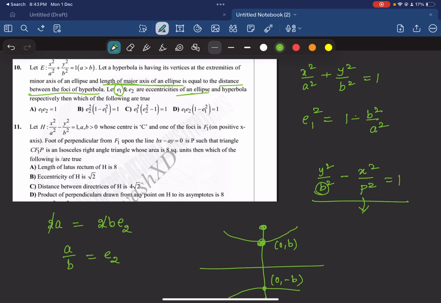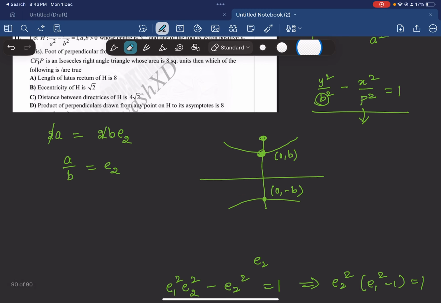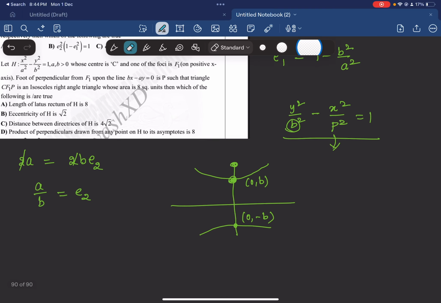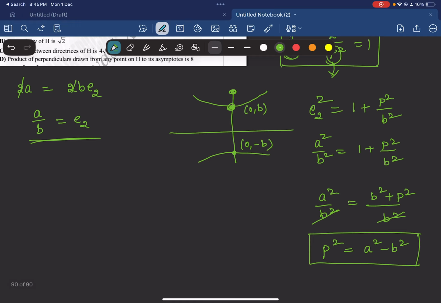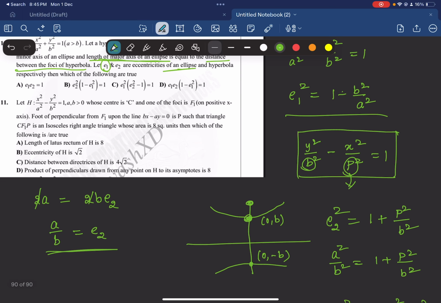Now, what else can we deduce from this? What else can we write from this? We know E2 and we know E1 as well. So they're asking us the relationship between E1 and E2. That's all. So this is E1.